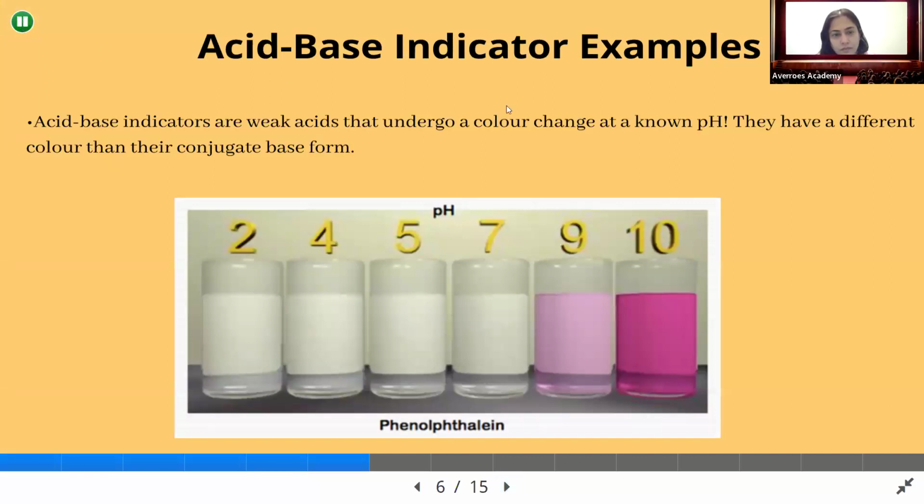We talked a little bit about this in the last lesson, but there are certain indicators that you use in a titration called acid-base indicators, and they are weak acids which undergo a color change at a known pH, and they have a different color than their conjugate base form. An example of an acid-base indicator is phenolphthalein. It is colorless at pH 2, 4, 5, and 7, but as soon as you reach a pH of 9, it will turn light pink. A pH of 10 will turn dark pink.